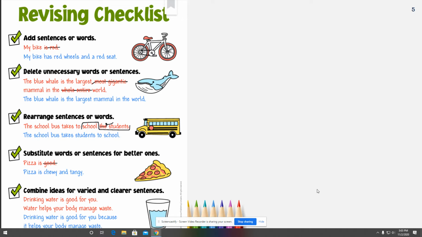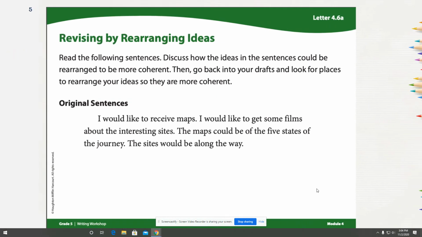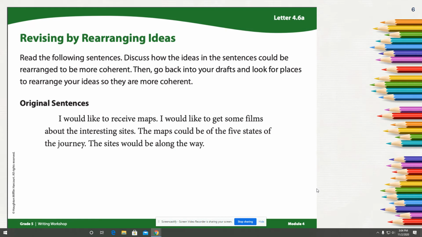You will need to combine or rearrange your ideas to make your drafts more coherent. Coherent means to be clear or consistent. Your writing is coherent if your ideas are arranged logically and your sentences are connected. I want you to take a moment to look over the top of this page and think about how you might rearrange the sentences to make them more coherent.